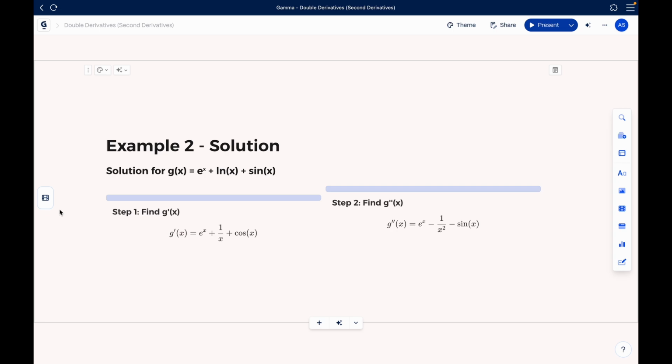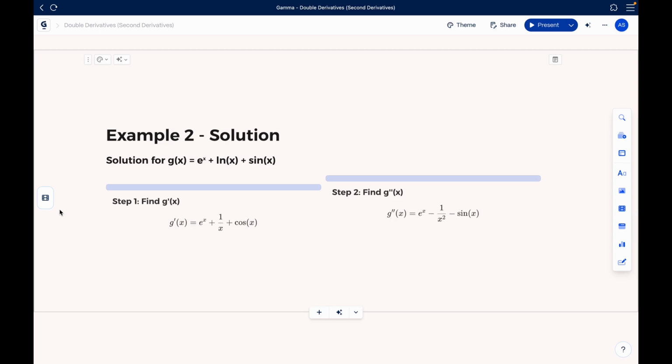Now, as we get better and better, especially with functions like e to the x or sine of x, we'll be able to memorize that and recognize the patterns. Like the first derivative of sine x is cosine of x, then negative sine of x, then negative cosine of x, then sine of x. It kind of loops every 4.